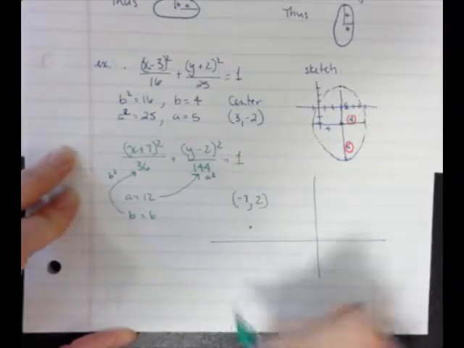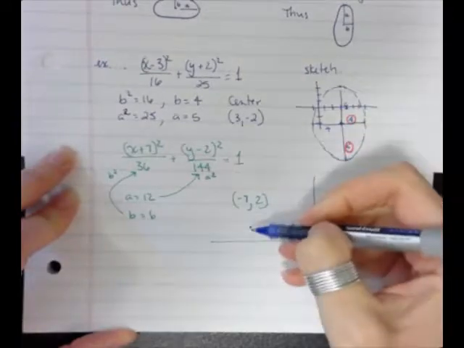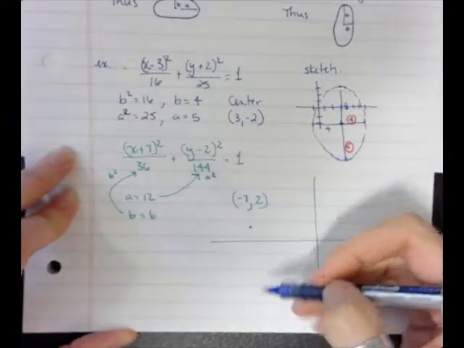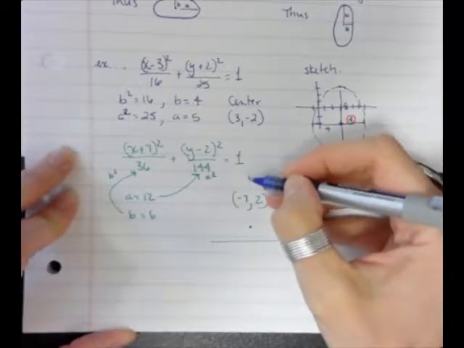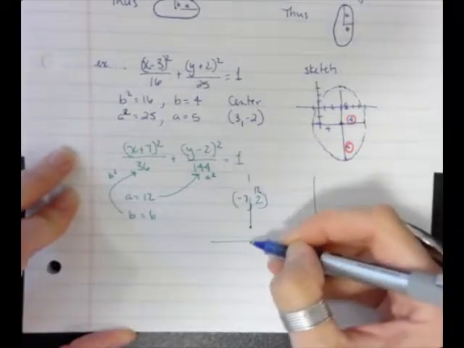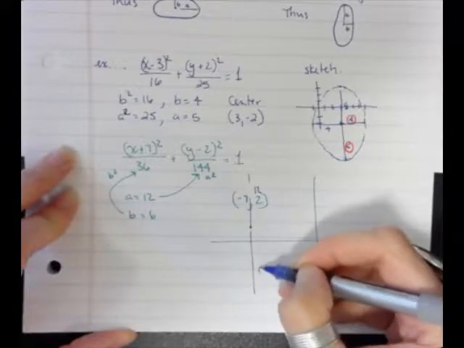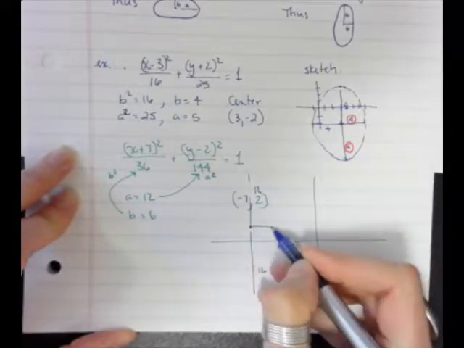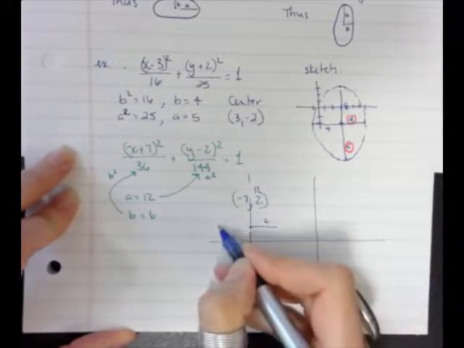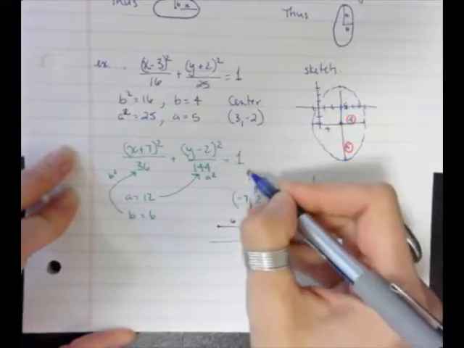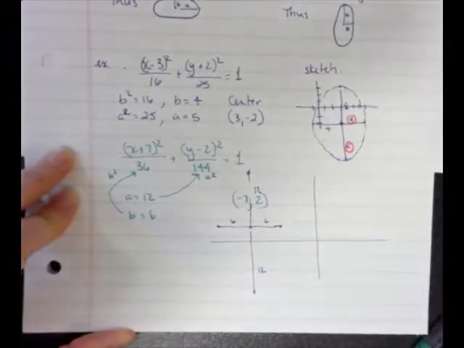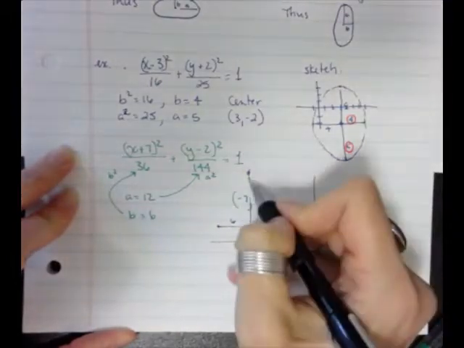All right. I know that this is going to be a vertical ellipse. That means it's going to be elongated vertically. So I would go up here 12, and again, this is just a sketch. And I'd go down here 12, and then I'd go over here 6, and I'd go to the left 6, and I have my sketch. And I just do my best to sketch that guy.